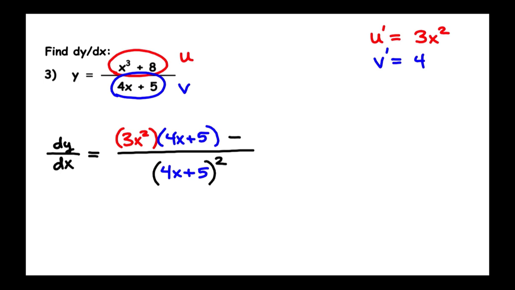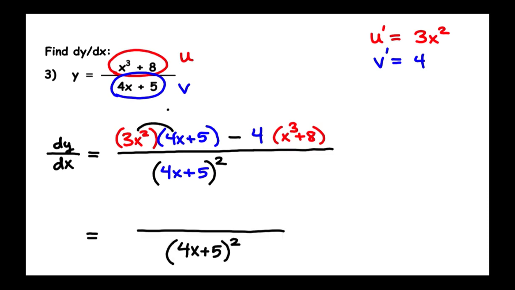Okay, u prime v minus u v prime. So u times v prime. And of course, v prime being 4, I just like to leave a space and put it in front. That's just an experience thing. All right, let's simplify this.